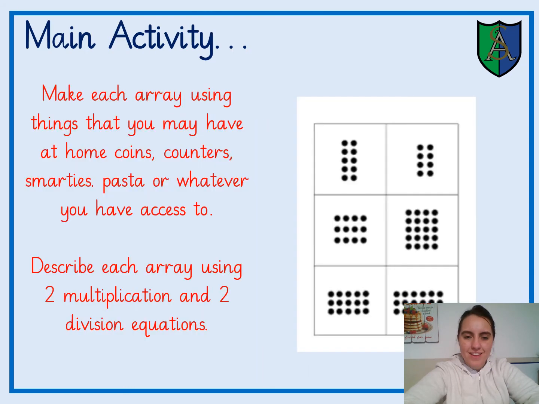Okay? So what you're going to be doing in today's task is making each of these arrays. You could use anything that you've got lying around at home. You could use coins, counters, Smarties. You could even use pasta if you like, or you could just draw out the dots separately, or draw love hearts or something instead. Once you've made that array, I want you to describe each of them using the 2 multiplication and 2 division equations.